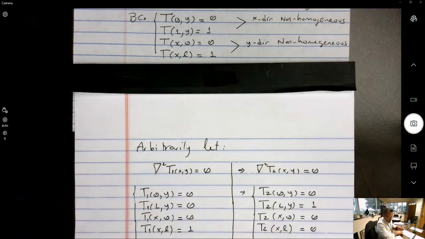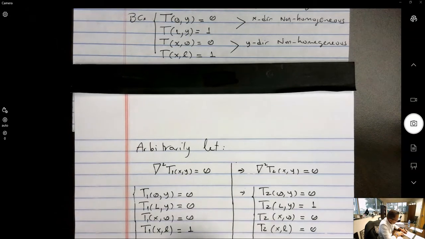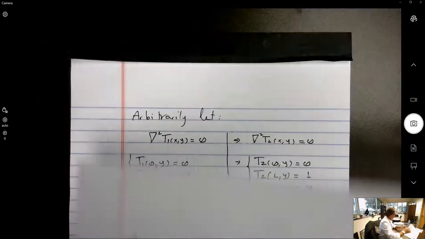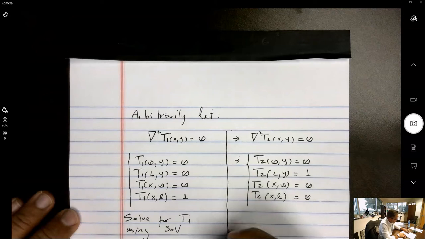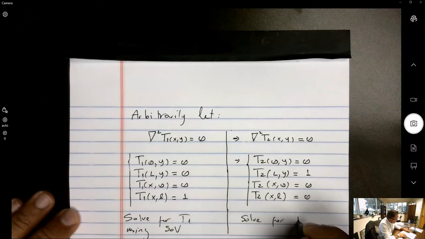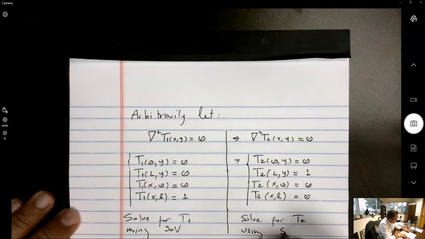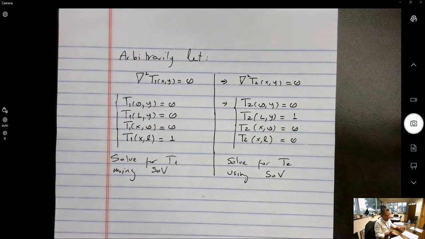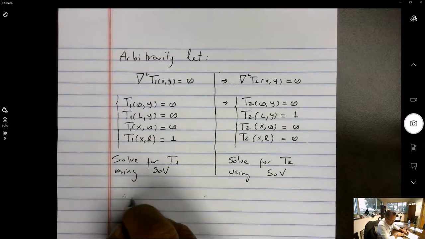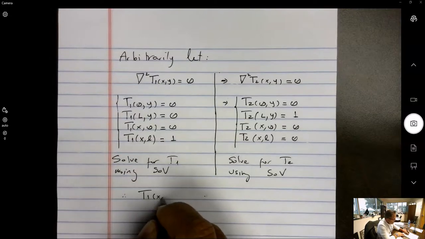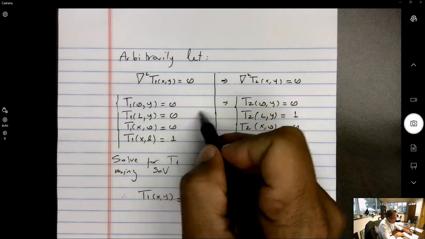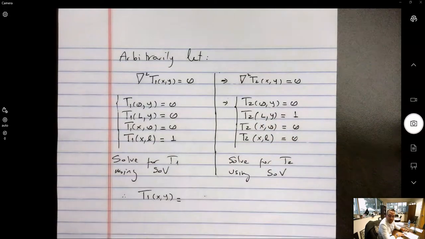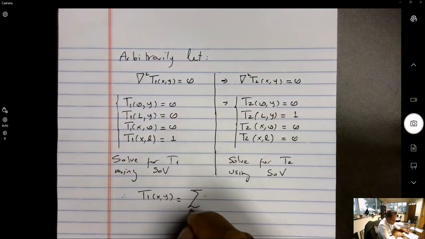So solve for T1 using separation of variables. And then solve for T2 using separation of variables. And we know how that process goes. We've actually solved problems that look just like this. And I'm not going to go through the entire formulation, but we know that T1 of x and y, so we form an eigenvalue problem in the x direction and a non-eigenvalue problem in the y direction for T1. And then we end up with the following solution.